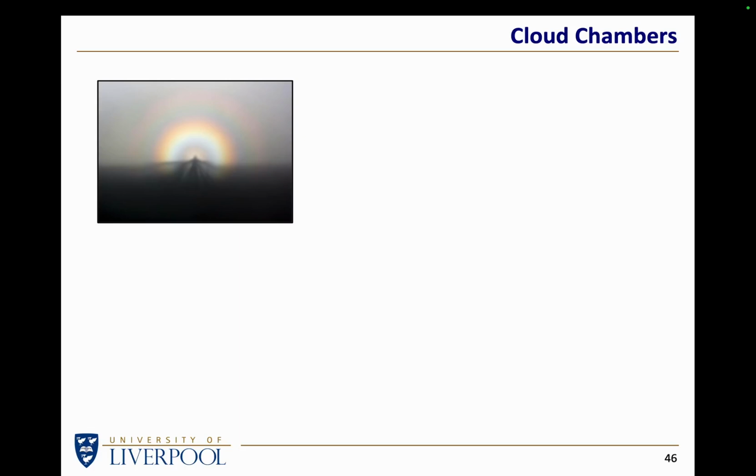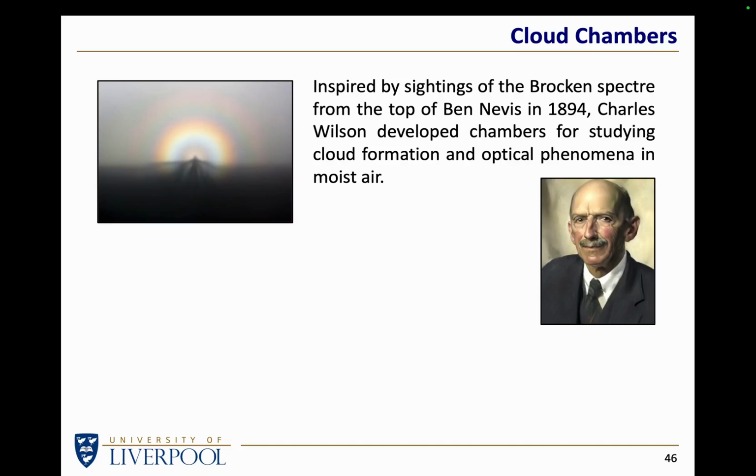Cloud chambers are a little different. Where do cloud chambers come from? Well, the story goes that Charles Wilson, back in 1894, was standing on the top of Ben Nevis and looked out and saw the Brocken spectre. In other words, if the sun is behind you and it's a very misty day or misty conditions at the top of the mountain, when you look in the direction of your shadow, you might see a glory, a whole load of rings around your head, different colors.